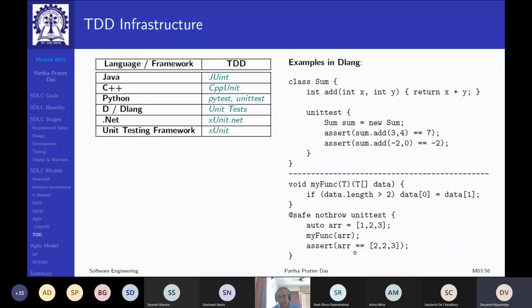So what will happen if I pass 1, 2, 3 to this function? D0 will get D1, right? So 2 will be copied to the place of 1. That is the functionality. So what do you expect after this? That the array will be 2, 2, 3. So you assert the array equals 2, 2, 3.